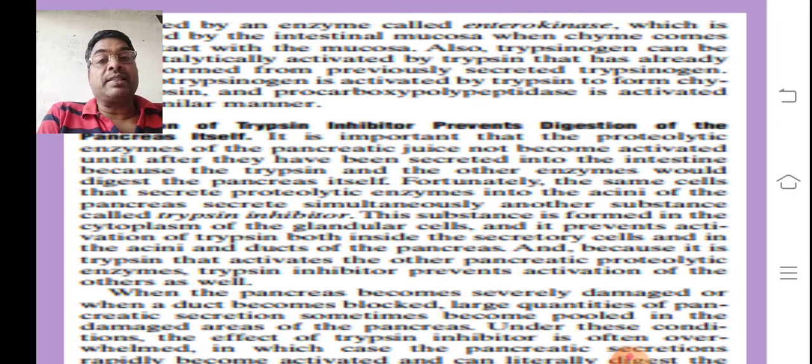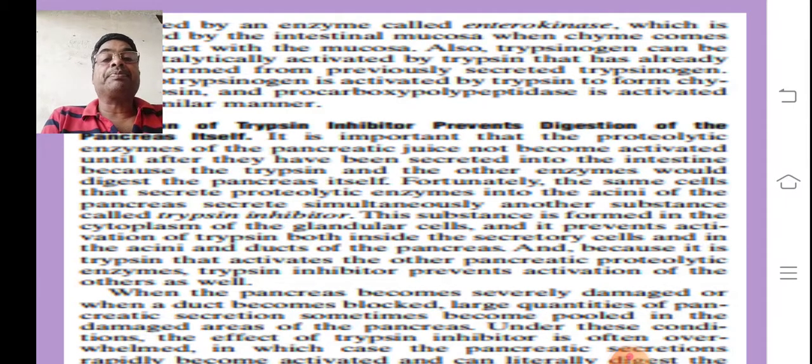Fortunately, the same cells that secrete proteolytic enzymes into the acini of the pancreas simultaneously secrete another substance called trypsin inhibitor. This substance is formed in the cytoplasm of the glandular cells, and it prevents the activation of trypsin both inside the secretory cells and in the acini and ducts of the pancreas. And because it is trypsin that activates the other pancreatic proteolytic enzymes, trypsin inhibitor prevents the activation of the others as well.